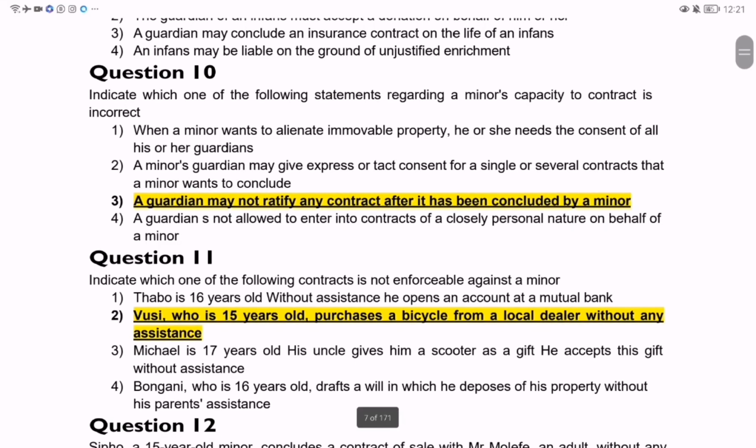Question 10. Indicate which one of the following statements regarding a minor's capacity to contract is incorrect. When a minor wants to alienate immovable property, he or she needs the consent of all his or her guardians.